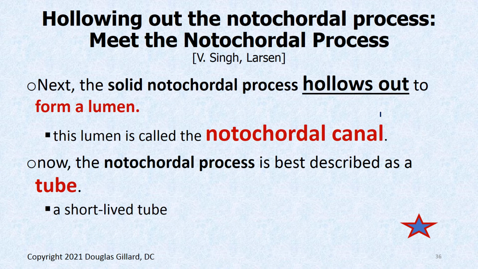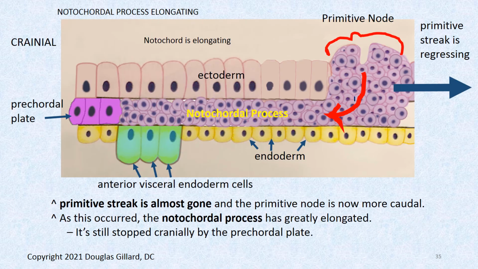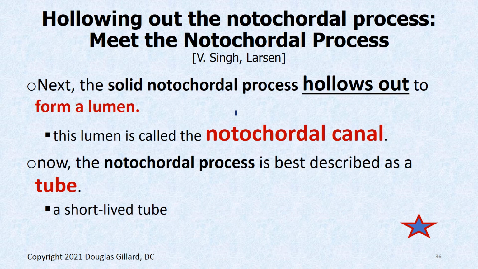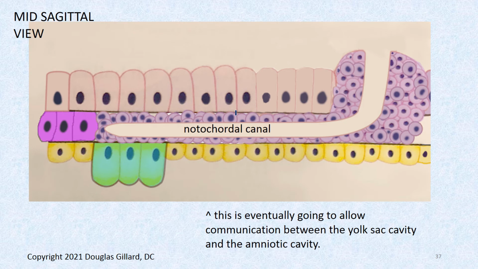All right, so what's the first thing that happens? Now we have a pretty good notochordal process that's grown here. It's solid right now. The first thing that happens is we're going to form a hole inside of it. We're going to form a lumen. We're going to narrow that out. And that lumen is going to be called the notochordal canal. Once a notochordal canal develops, the notochord is now a tube. So boom, just like that, there's our notochordal canal.